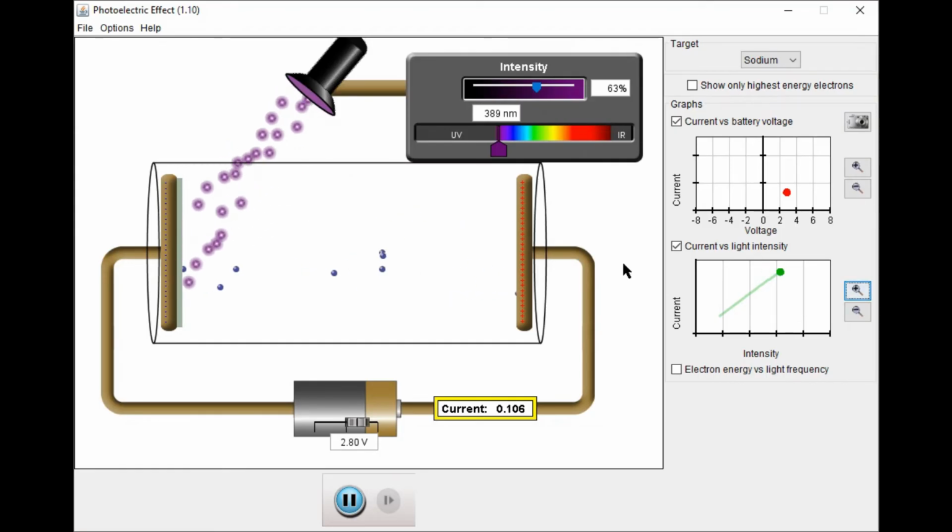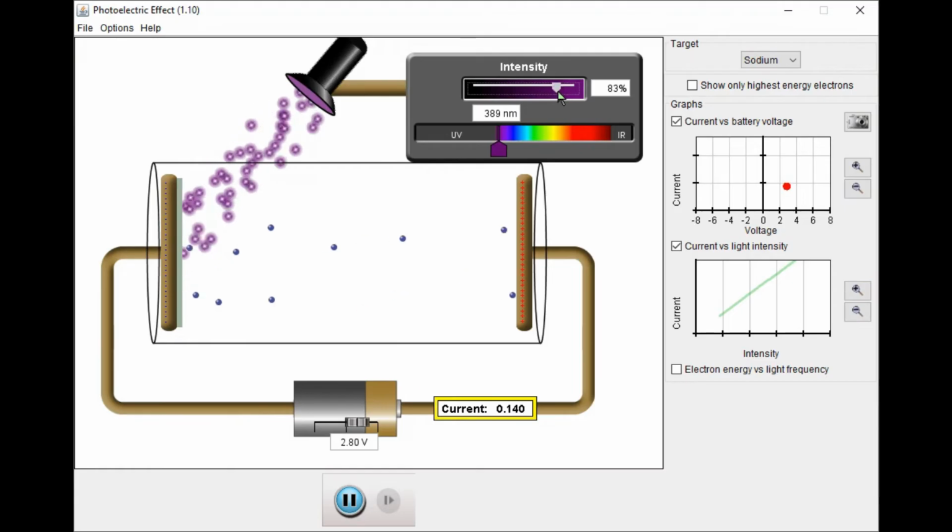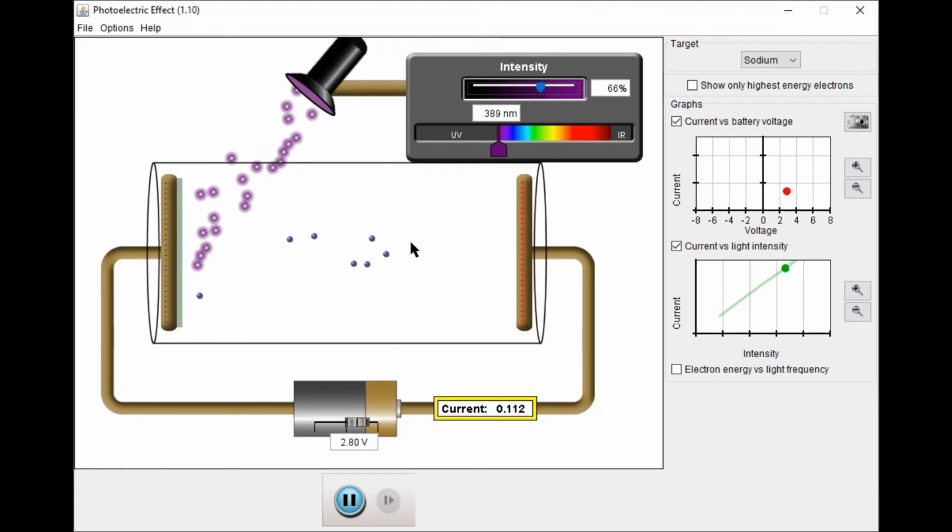That doesn't mean that the electrons have any more energy. Still, the intensity is not what determines the energy of the electrons. What determines the energy of the electrons is the frequency of the light. But the intensity increasing will mean that the current will increase because it's going to eject more electrons. And that's what I see in the graph.